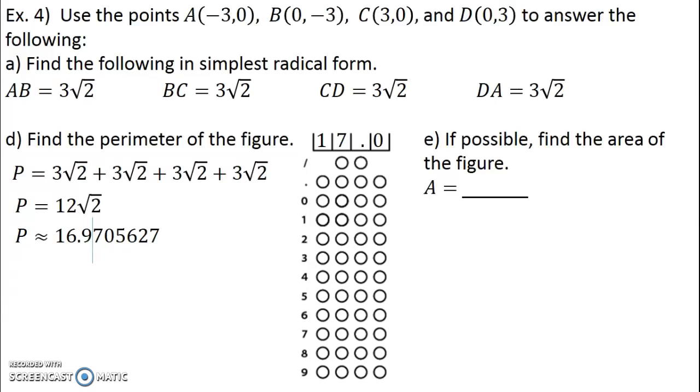And then you bubble in each column. You'll bubble in a 1, a 7, the decimal point, and a 0. That's how you fill that gridded response in for those bubbles.